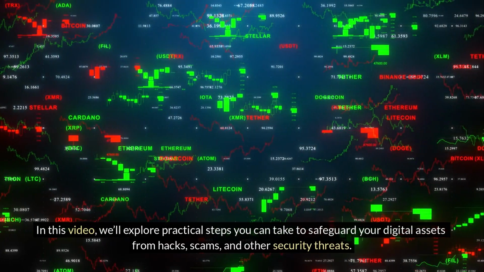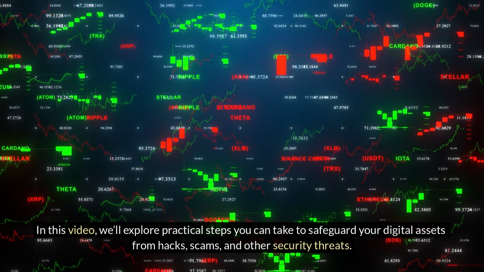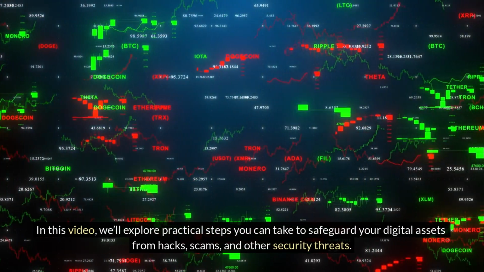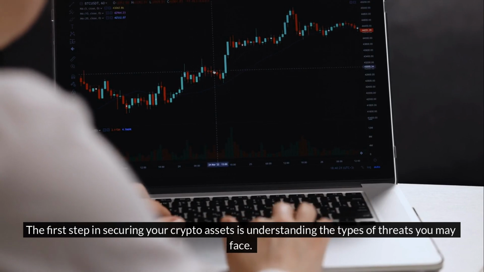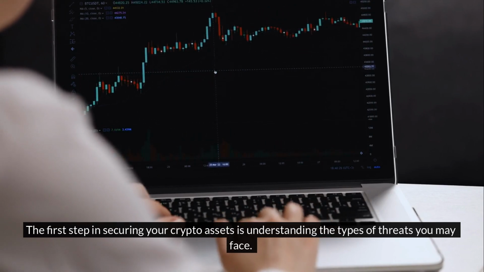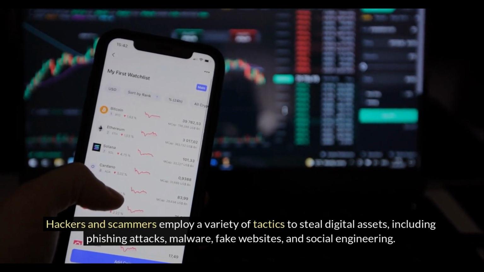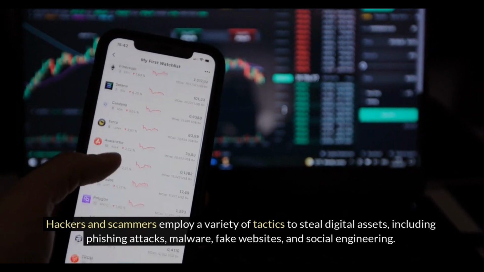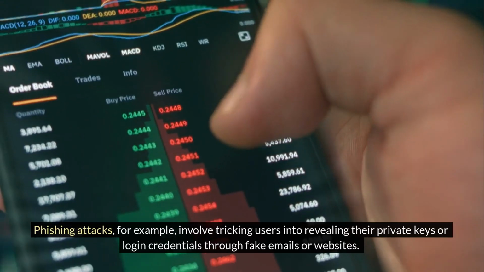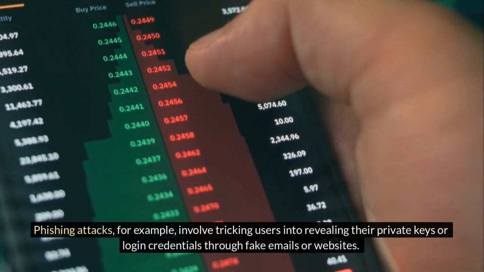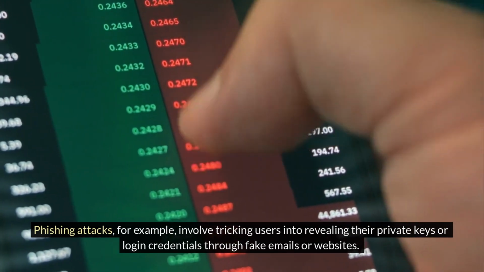In this video, we'll explore practical steps you can take to safeguard your digital assets from hacks, scams, and other security threats. The first step in securing your crypto assets is understanding the types of threats you may face. Hackers and scammers employ a variety of tactics to steal digital assets, including phishing attacks, malware, fake websites, and social engineering.